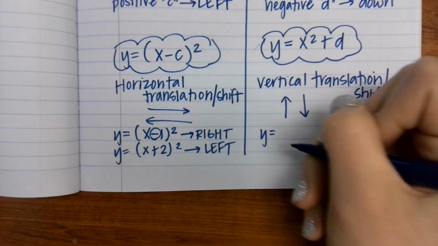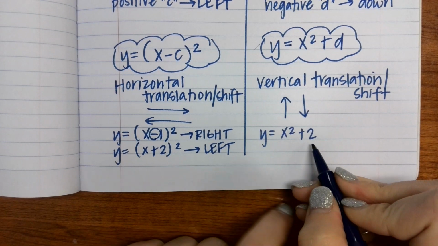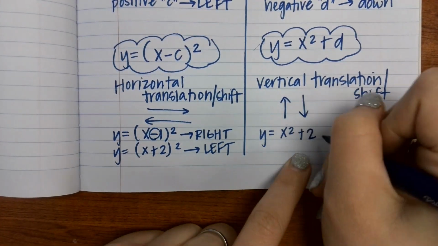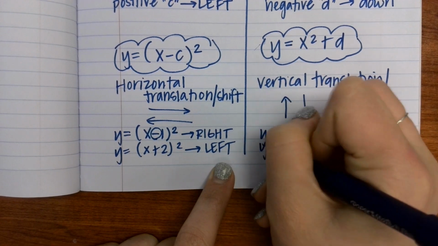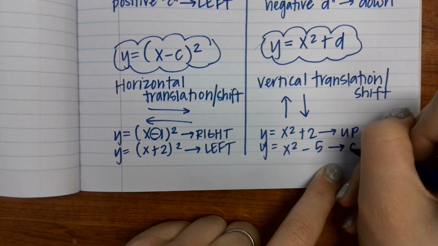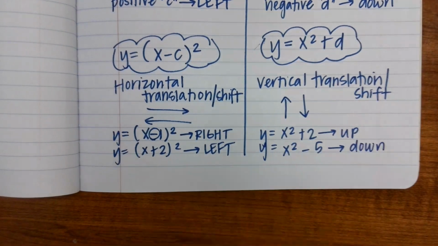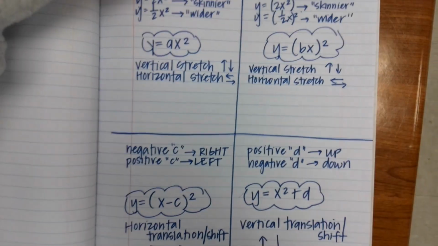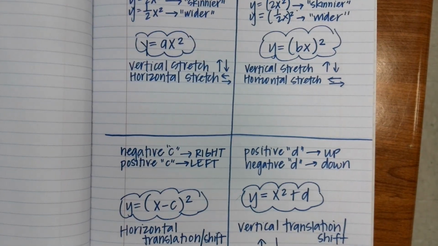Last two examples. Y equals x squared plus 2. This d value on the outside, this constant on the outside, is going to shift the graph or translate the graph up. I have y equals x squared minus 5. That's going to shift the graph down. So those are going to be the 4 different types of translations or transformations that we do for quadratic functions, and we will practice that tomorrow.